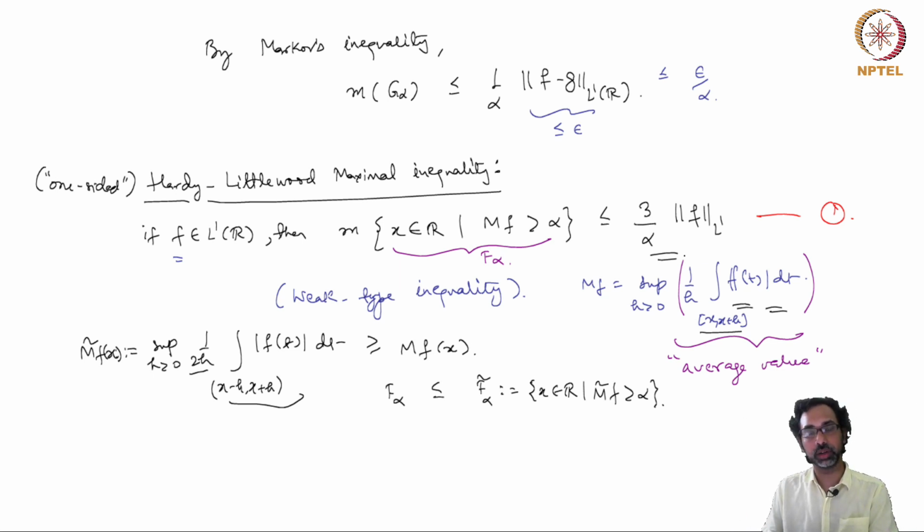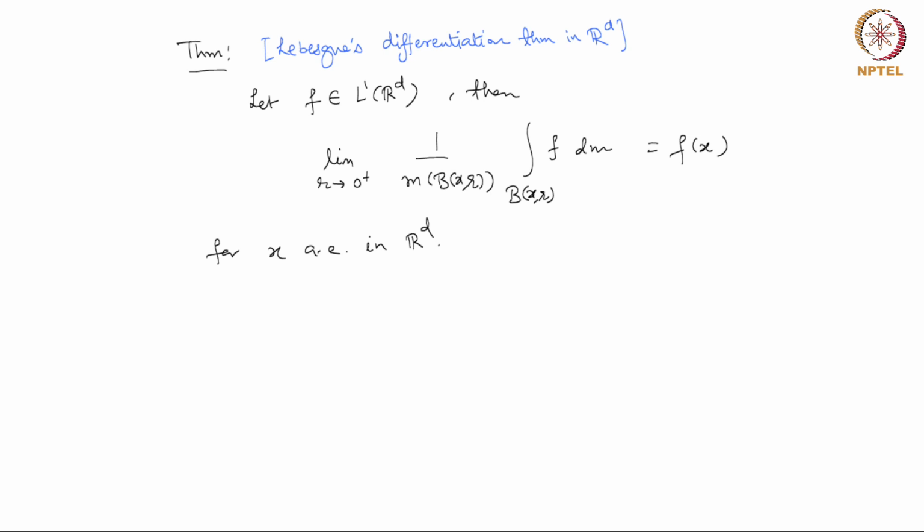and in fact, since we have proved Hardy-Littlewood's maximal inequality in R^d, and we have also shown Vitali's covering lemma in R^d, the Lebesgue differentiation theorem can now be easily proved for R^d. The statement of Lebesgue's differentiation theorem in R^d is the following: if you take an L1 function f in R^d, and take the limit as r goes to 0 plus of 1 over the measure of B(x,r) times the integral of f dm over B(x,r), this is equal to f(x) for x almost everywhere in R^d.